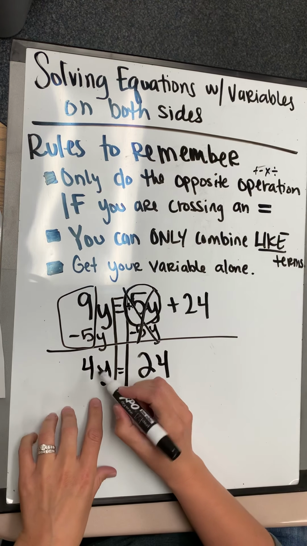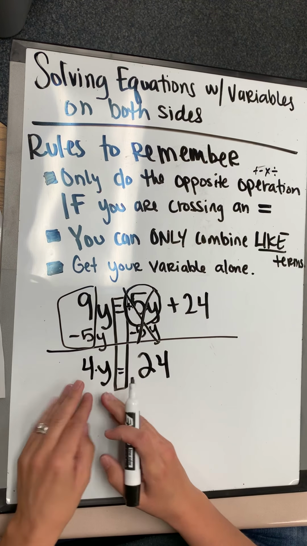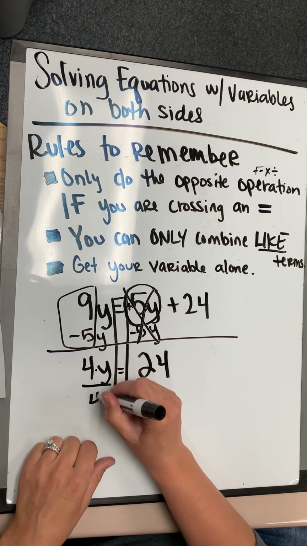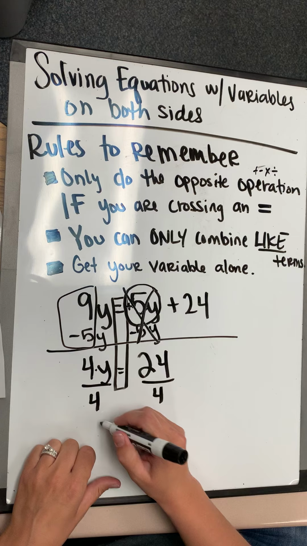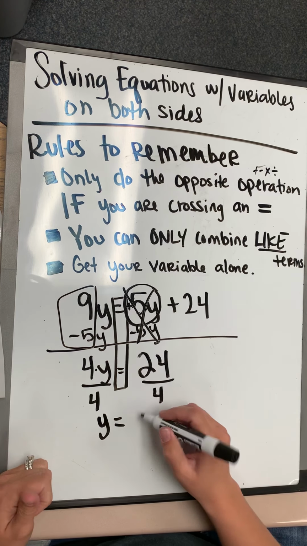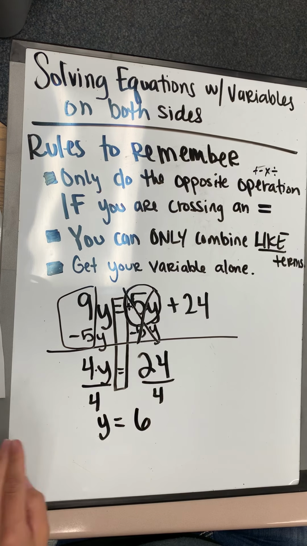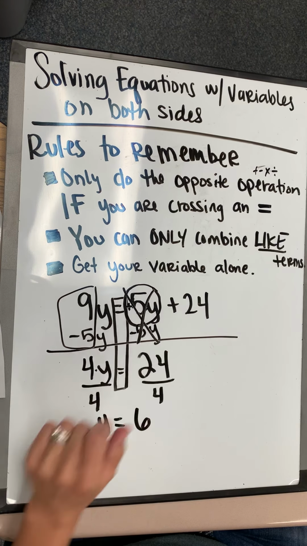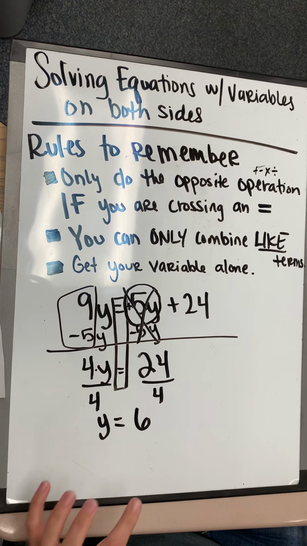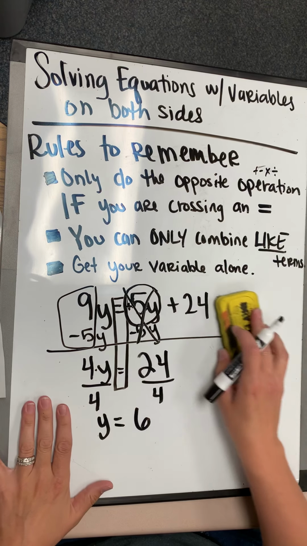Now I am trying to separate my number and my variable. When I try and separate that, I'm doing the opposite of multiplication. So I would divide by 4. Y is equal to 24 divided by 4, which is 6. And that would make both of these sides the same. Okay? Hopefully that makes sense. I'm gonna do another one.